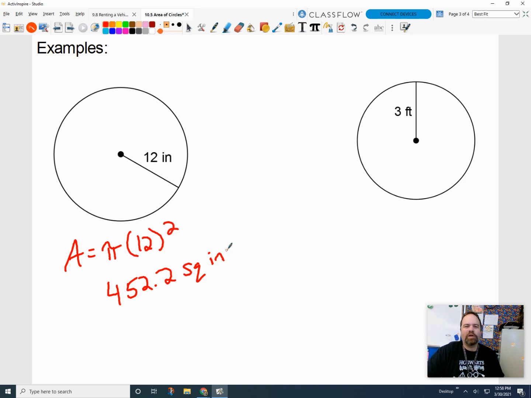Area of circles is kind of weird because you're trying to cram little square units into a circle. That's kind of where the pi comes from. Anyway, so this one is going to be pi times 9, let's do pi times 3 squared, which is 9. That's where I was getting that. So this one is 28.3 square feet.